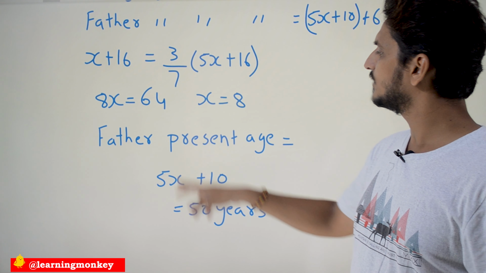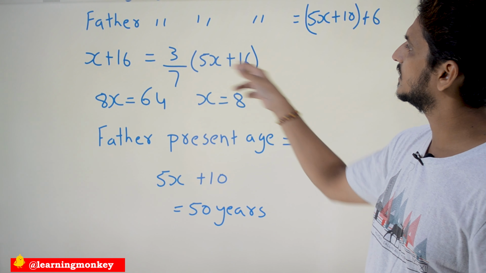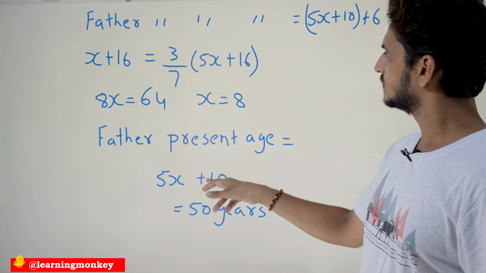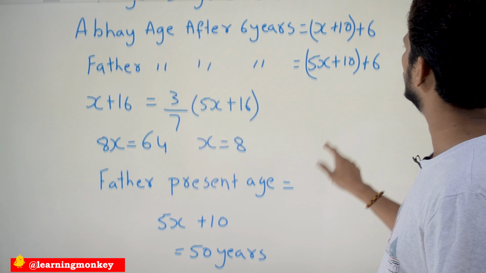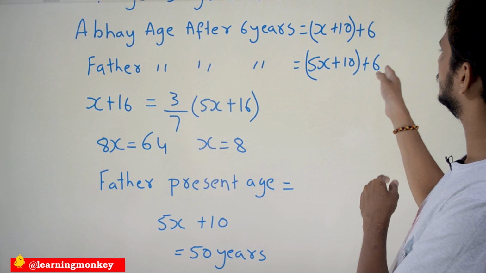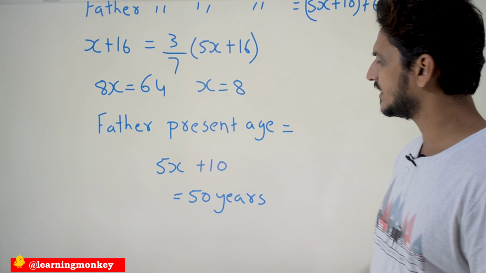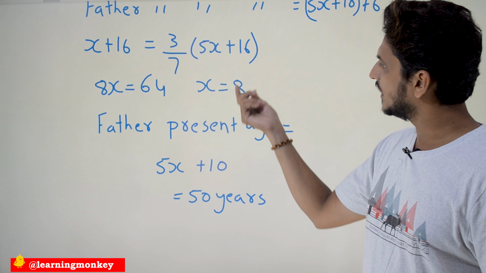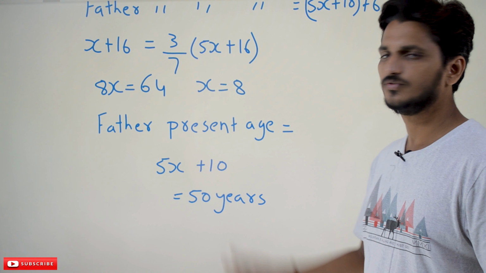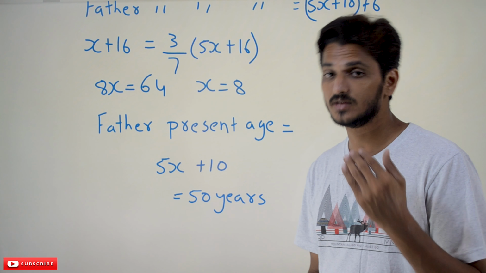So x is equal to 8 means the father's present age is equal to 5x plus 10. See, the present age is 5x plus 10. After 6 years is plus 6, that's why it is 5x plus 16. So the father's present age is 5x plus 10, which is 5 times 8 is 40 plus 10, which is 50 years. So once you understand the question, solving it is very easy.